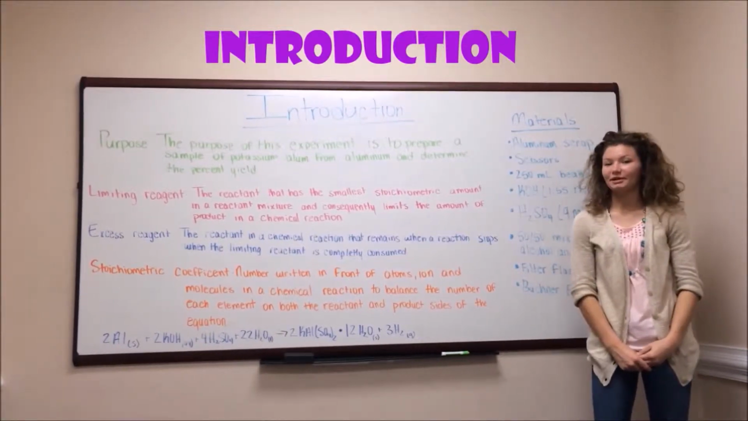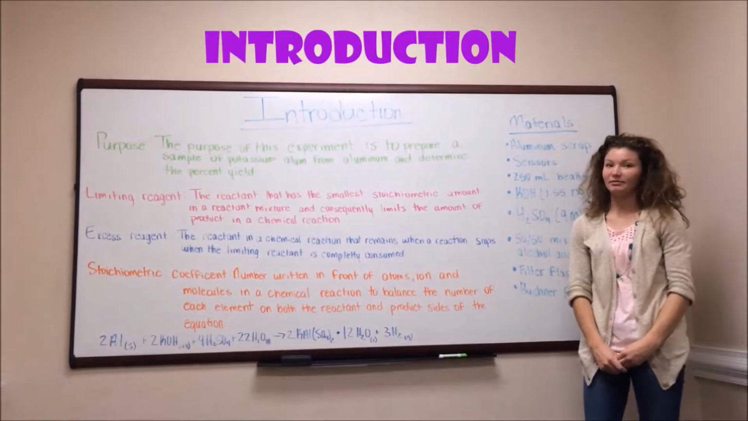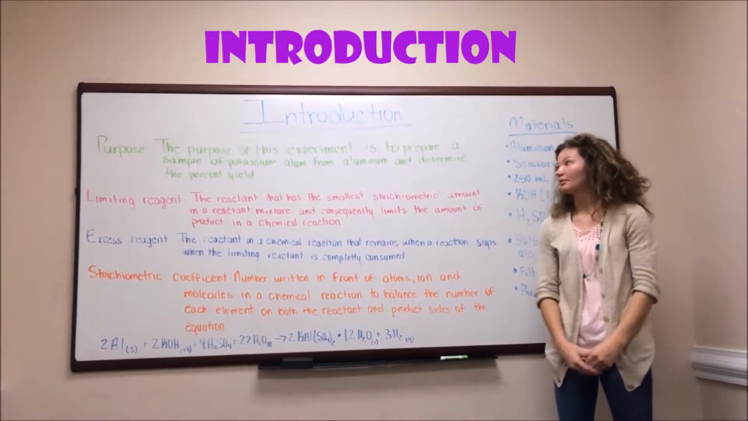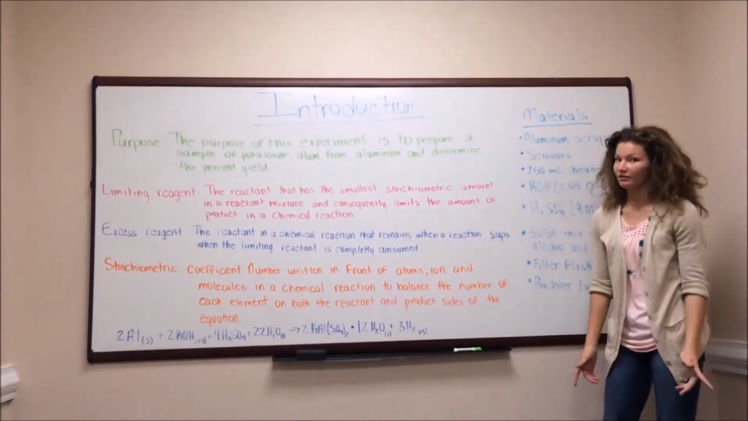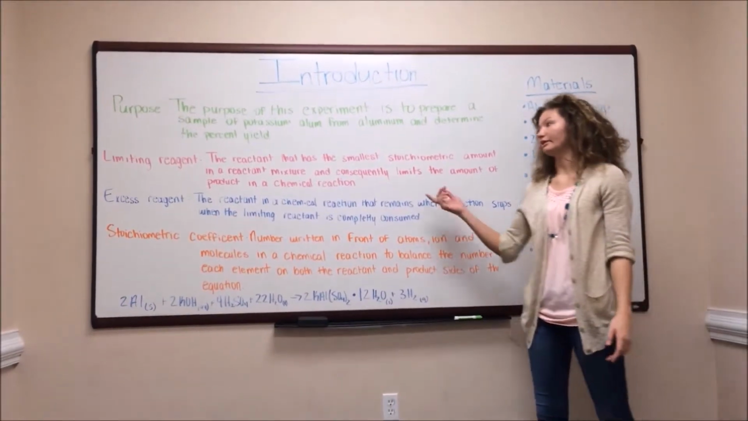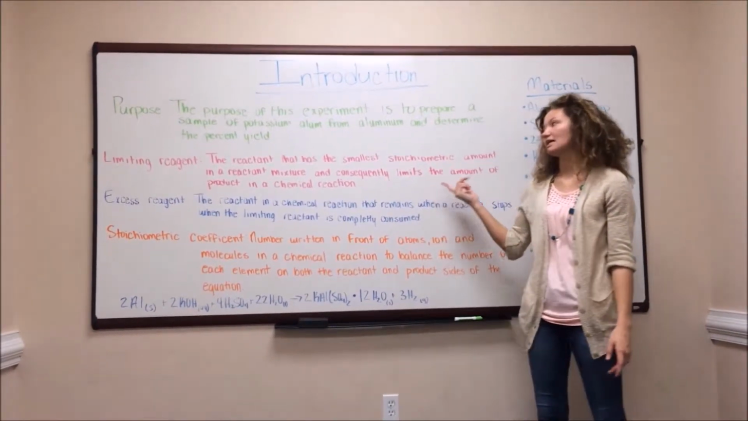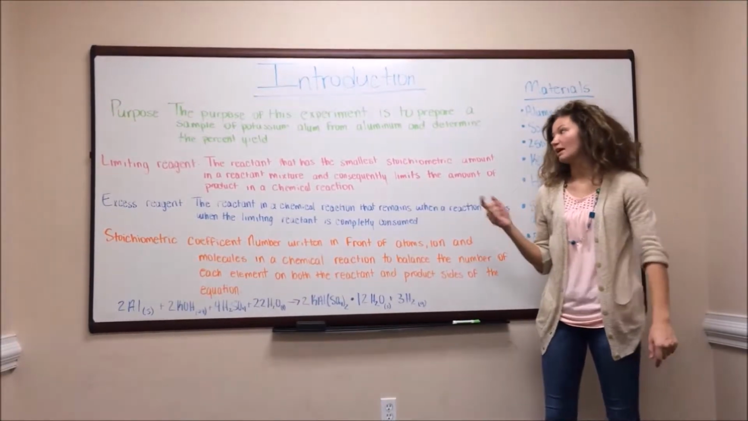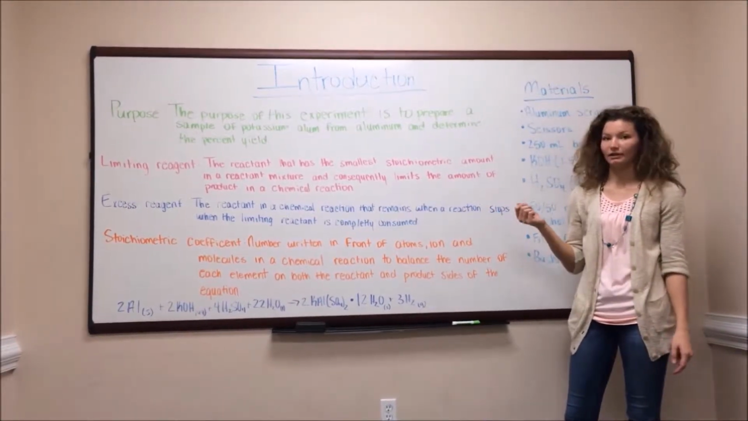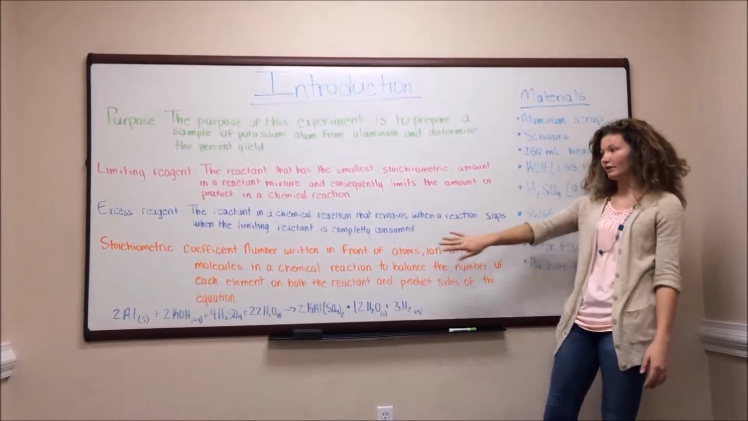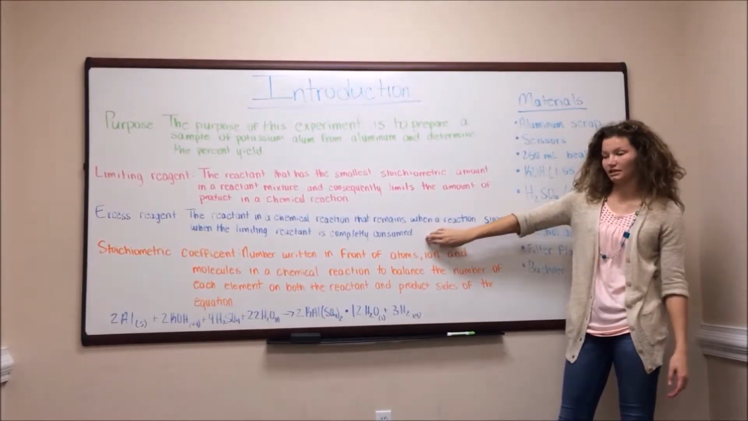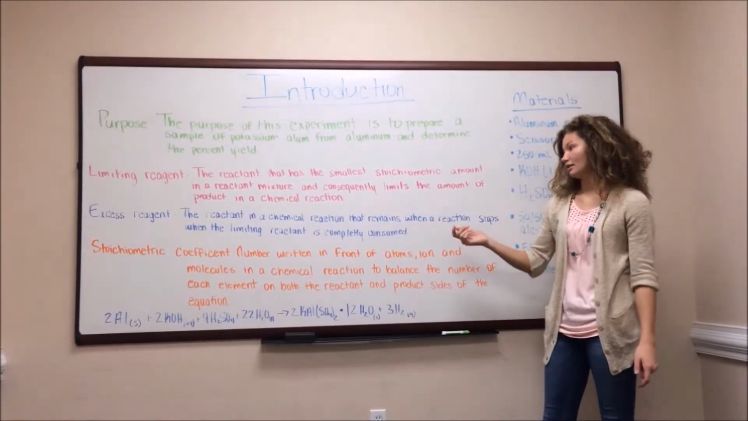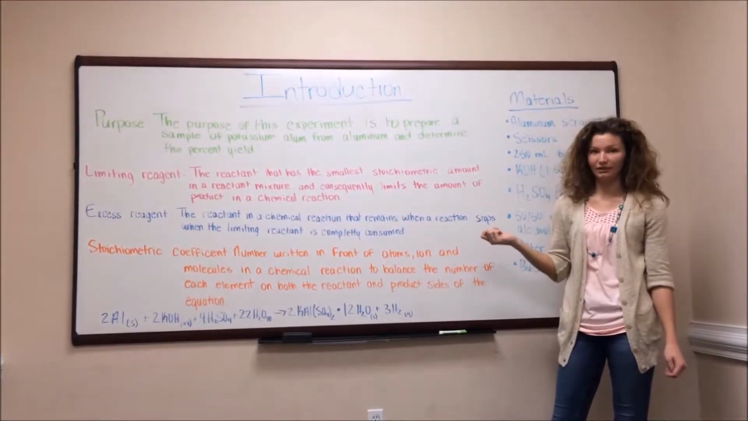The purpose of this experiment is to prepare a sample of potassium alum from aluminum and determine the percent yield. A few definitions you might need to know are the limiting reagent, which is the reactant that has the smallest stoichiometric amount in a reactant mixture and consequently limits the amount of product in a chemical reaction. And vice versa, the excess reagent is what is left after the limiting reagent is completely consumed.